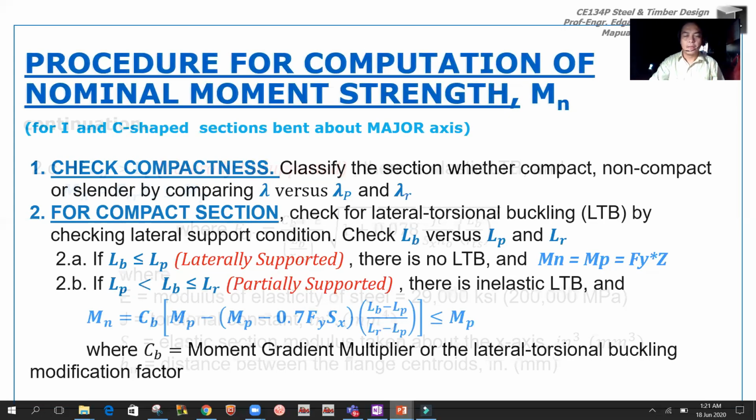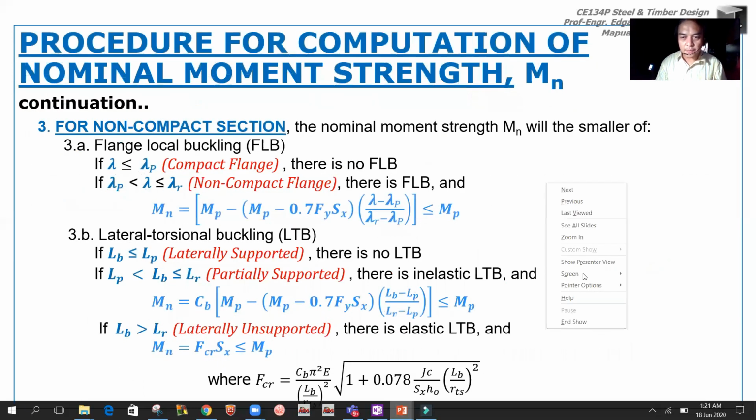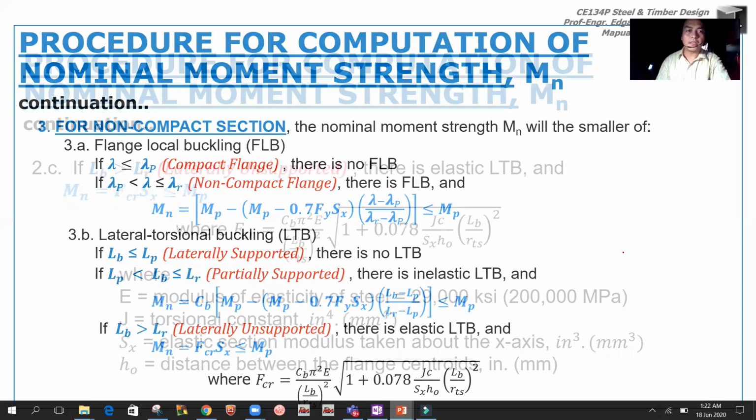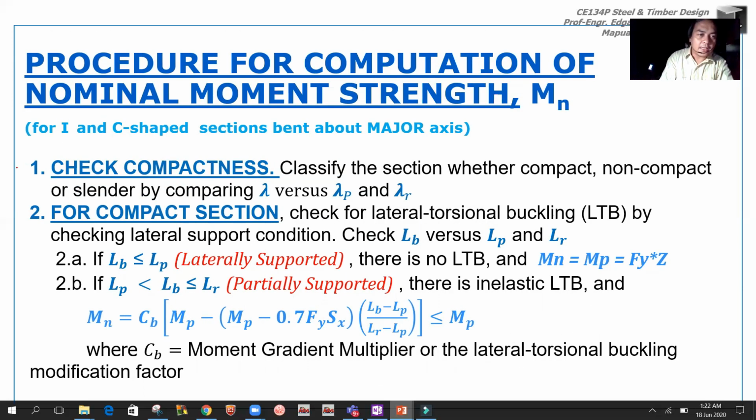Okay. So this will be the procedure for the computation of the Mn, and this is applicable for I and channel shape sections bent about their major axis. Take note, major axis ito. So first step is, yun nga, check the compactness of the section. Yun yung una natin ginawa.